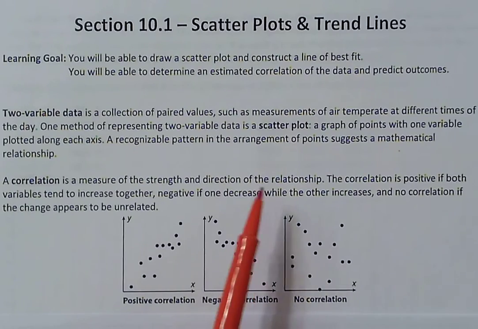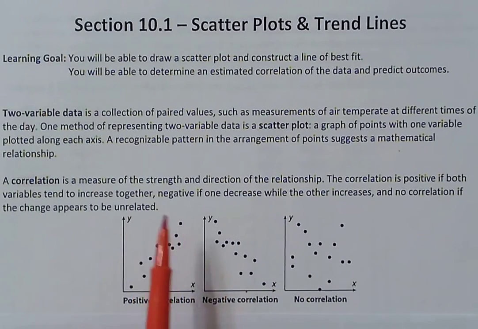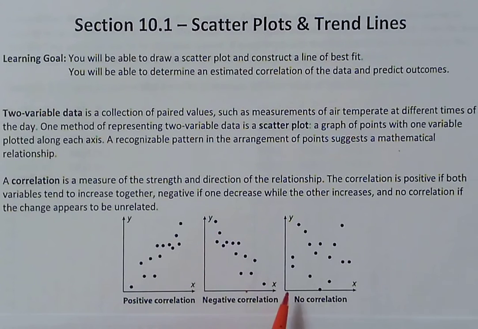Now, no correlation is if the change appears to be unrelated, meaning there's no pattern that we can discern from the graph. So these are three examples of scatter plots. Notice how they are not in one exact straight line, but they can be plotted wherever. It's our job then to determine the correlation, and then whether we can use that correlation to predict outcomes. So, three different ones: positive, negative, no. Positive, it increases left to right. Negative, it decreases left to right. And no correlation, there's no pattern at all.